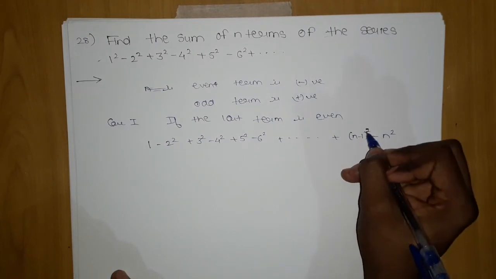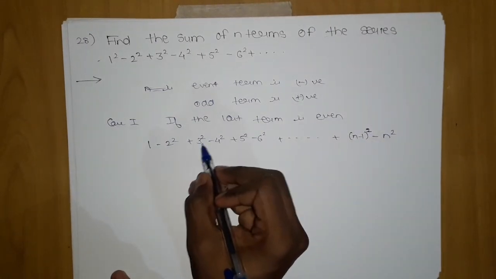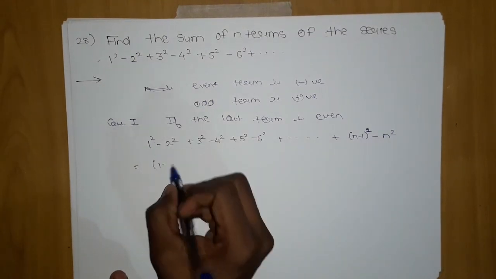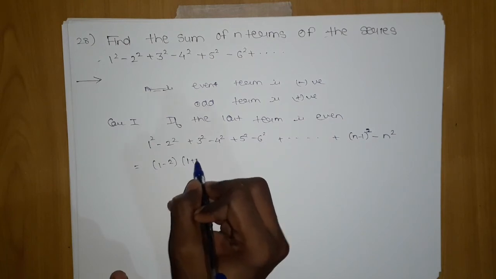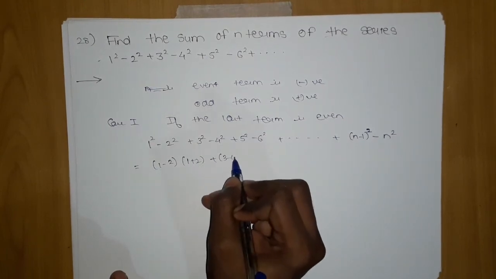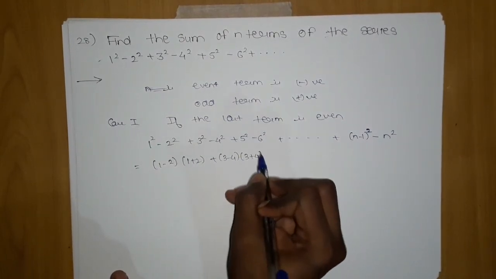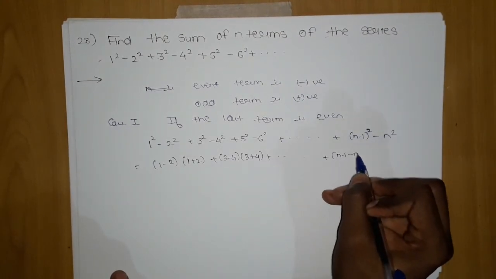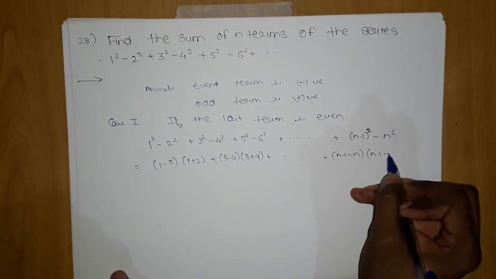How I came to know? By observing the pattern. It is n minus 1. If it is 4, it is n minus 1 square. Okay, like that. Now if you see, I can write it as 1 minus 2 into 1 plus 2, plus 3 minus 4 into 3 plus 4, like that, and so on. I can write here n minus 1 minus n, okay, into n minus 1 plus n.